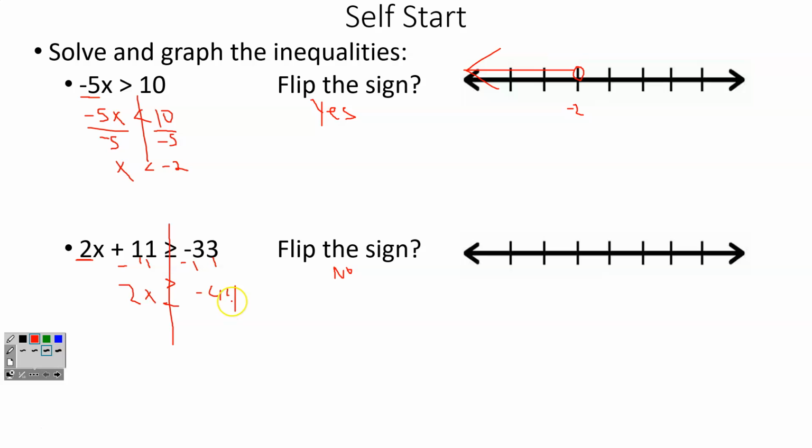Make sure you use your calculator on that. Some people will get goofed up on it. I'm going to divide both sides by 2. And I get x is greater than or equal to a negative 22. So here's my negative 22. It is equal to, so it is a closed circle. Kind of a bad circle, but you get the point. And it's going to go in this direction.